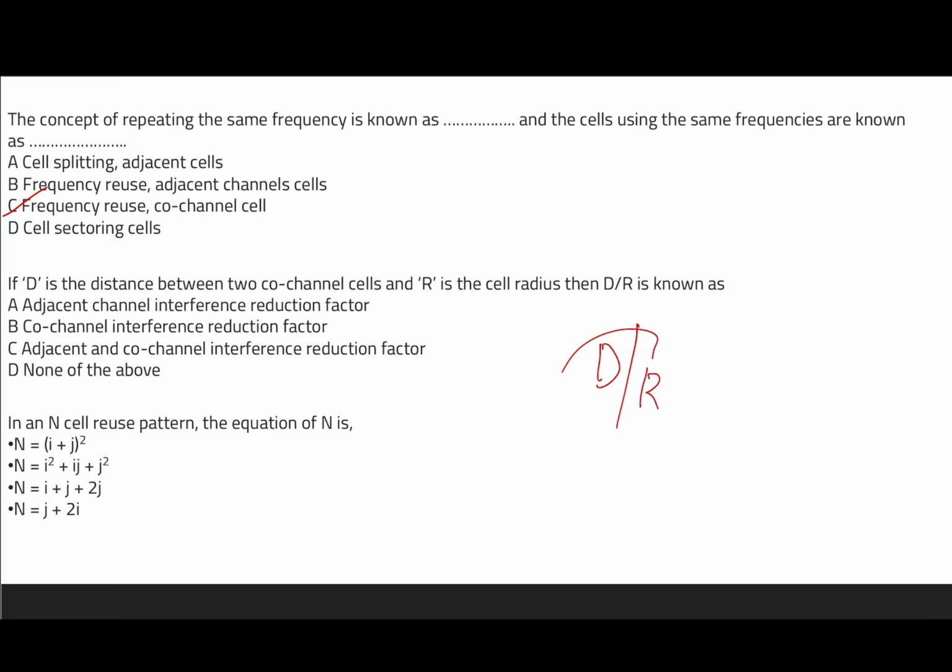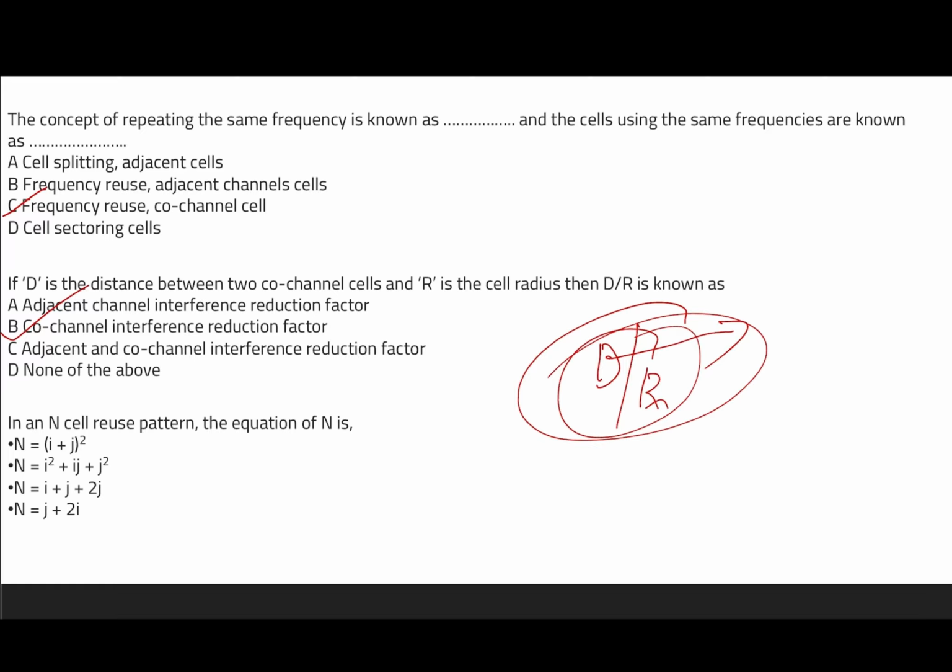This D by R ratio actually determines how much co-channel interference is reduced. If the D by R ratio is larger, this means that the cells are far apart, that is, the D value is high, so the interference will be less. This is the significance of the D by R ratio, and it is known as the co-channel interference reduction factor. So the answer is option B. Now we can move on to the next question.